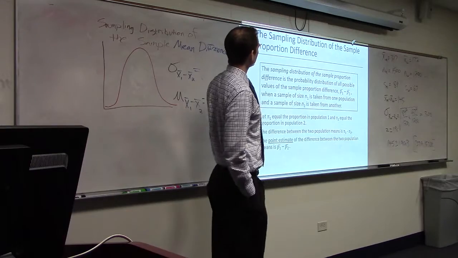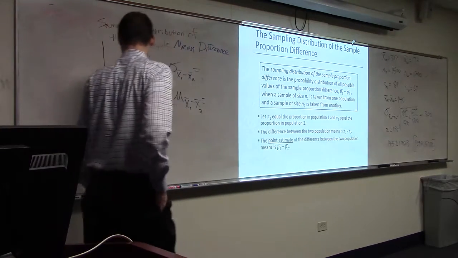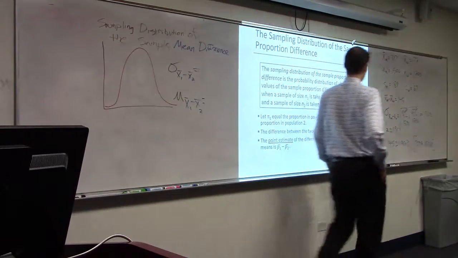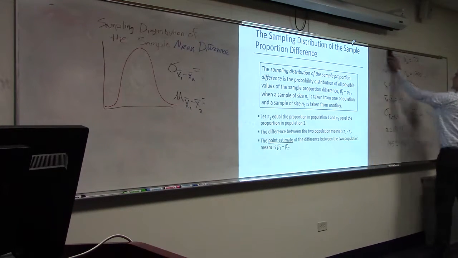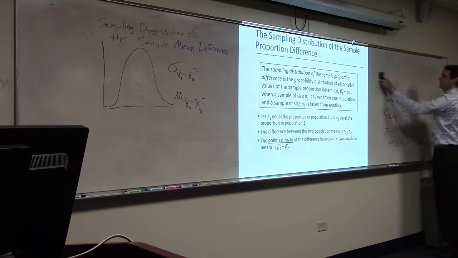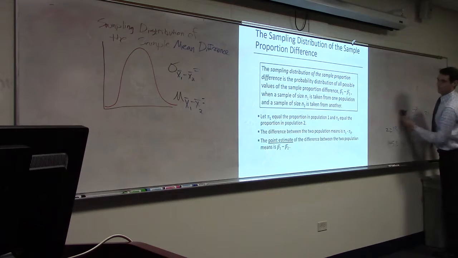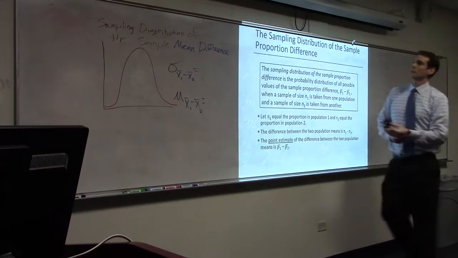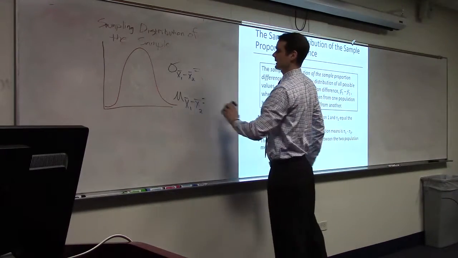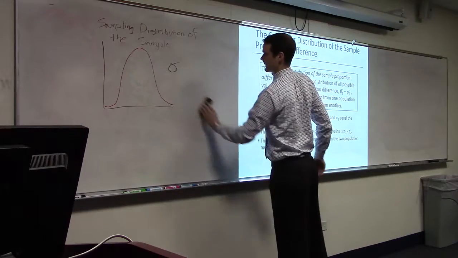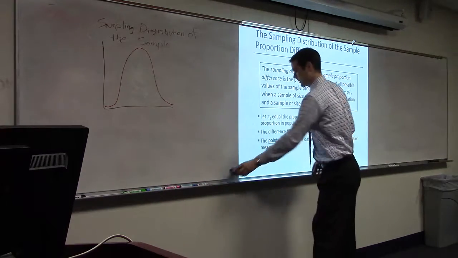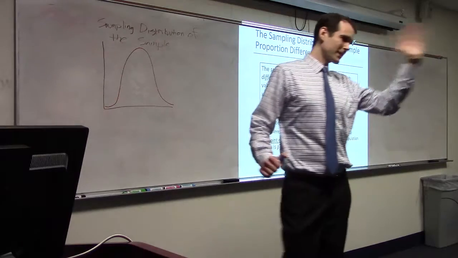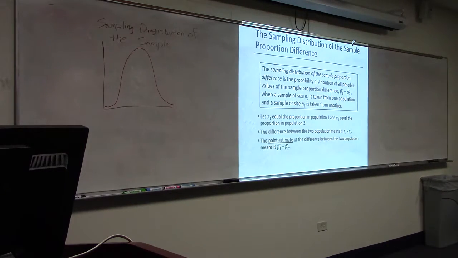All right, so let's think about the sampling distribution of the sample proportion difference. Let me erase this. It's confusing me. Okay, so suppose we want to know the difference between the percentage of Americans who support this agreement and the percentage of Canadians who support this agreement.